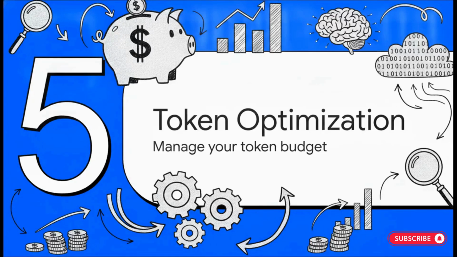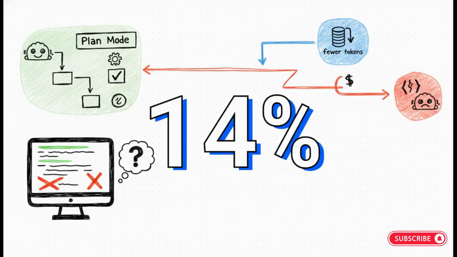Section 5. Optimizing your token consumption. Let's talk about saving money and keeping the AI fast. Remember that plan mode we talked about in the workflow loop? Well, it turns out that using a structured, phased approach where Claude creates a plan before it writes a single line of code results in consuming 14% fewer tokens.